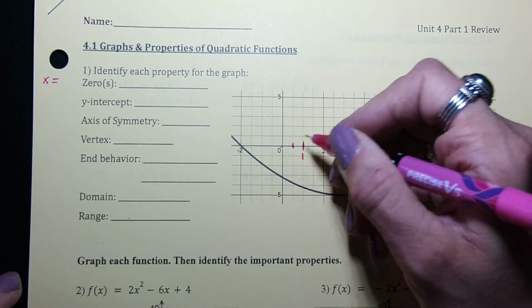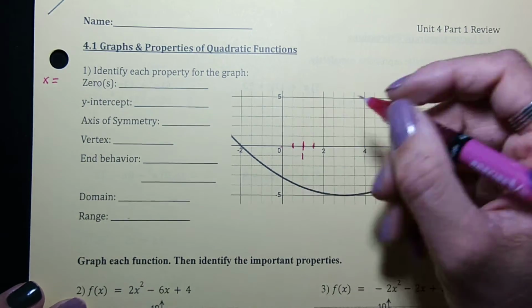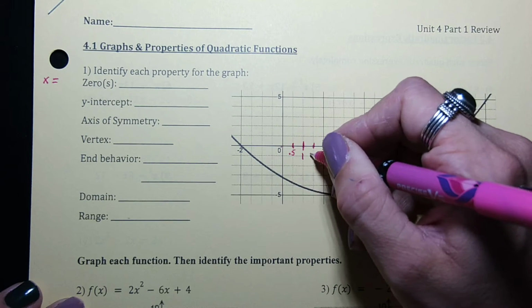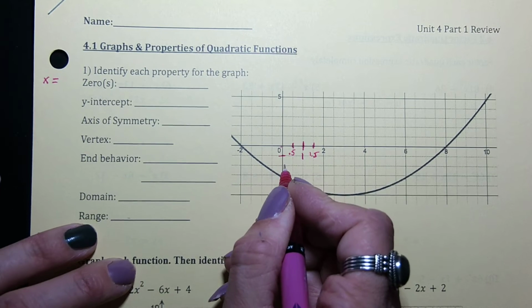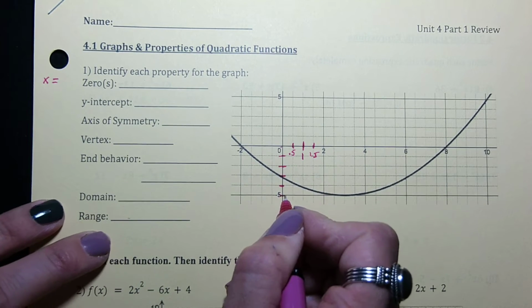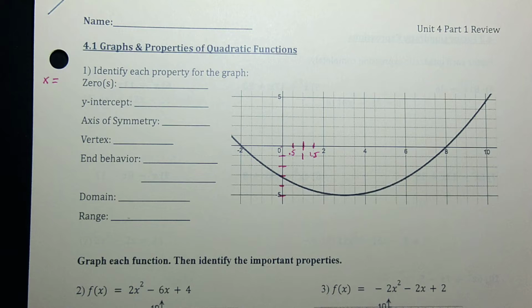So then what are each of the boxes worth? Half. So be careful as you are pulling out values. The y-axis does go by ones, but the x-axis goes by 0.5s.